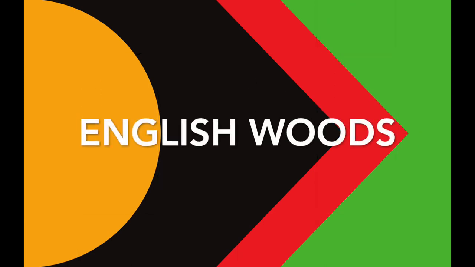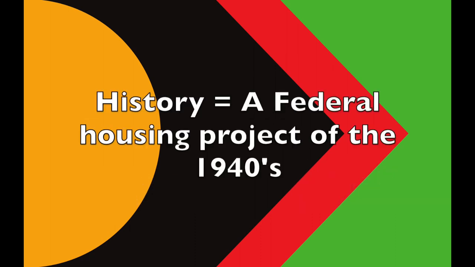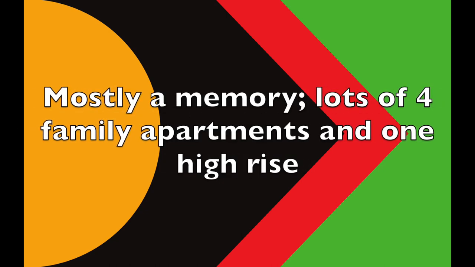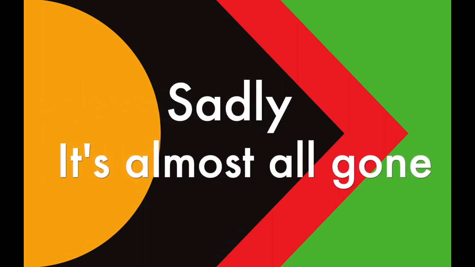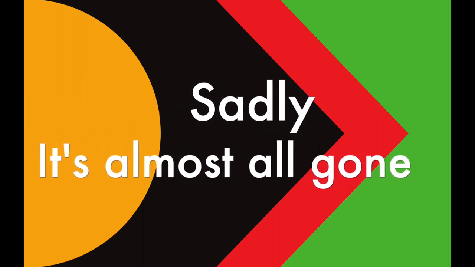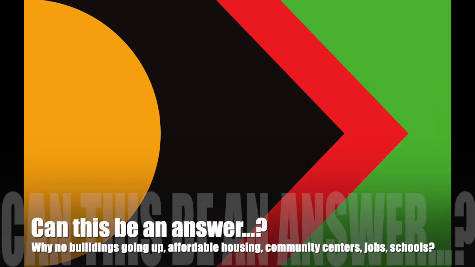English Woods. A history erased or undocumented. All I can find is that it used to be a federal housing project in the 1940s. The personal history I have of this place is of a lot of four-family apartments and a high-rise, of which my father would visit every other Sunday and help an elderly man out who had no other family. Almost all physical traces of this neighborhood are gone, torn down, or abandoned. Can this be the answer to the affordable housing crisis here in Cincinnati? Why not rebuild and renew here?